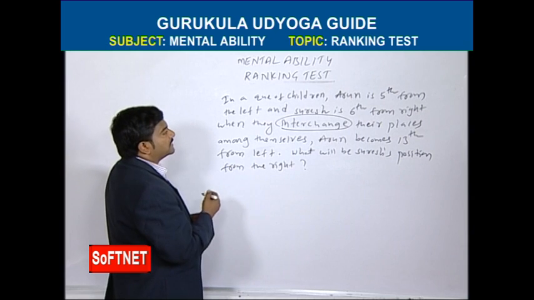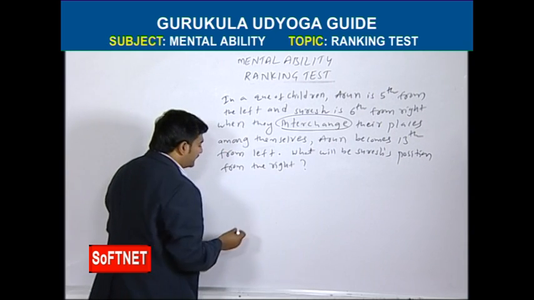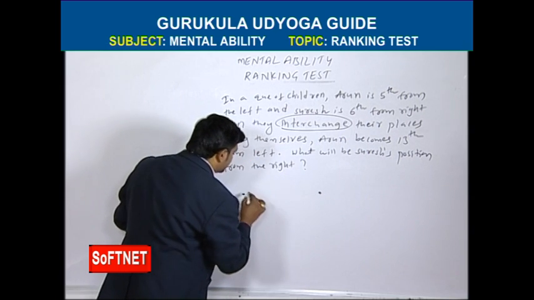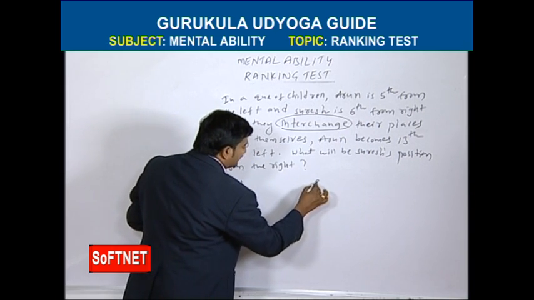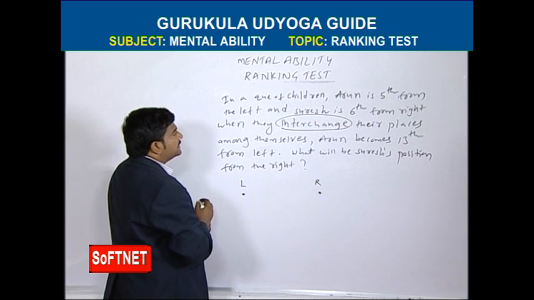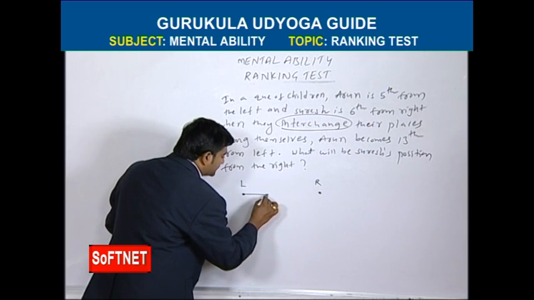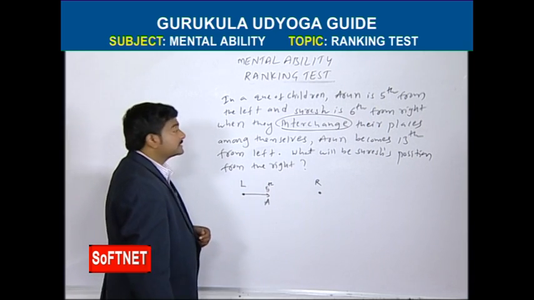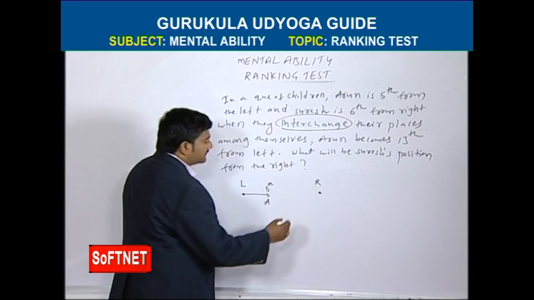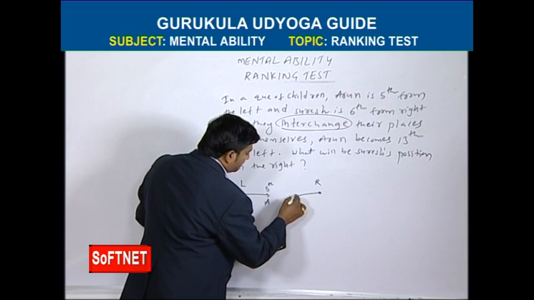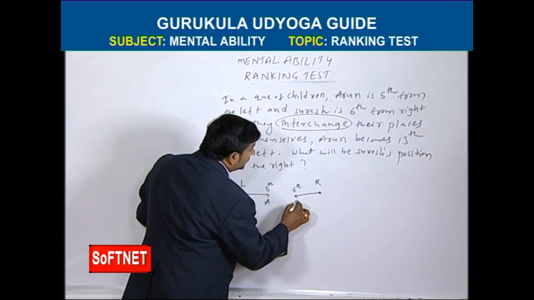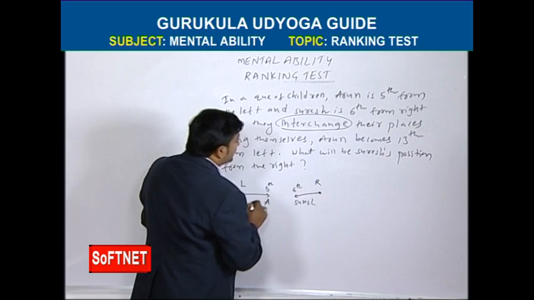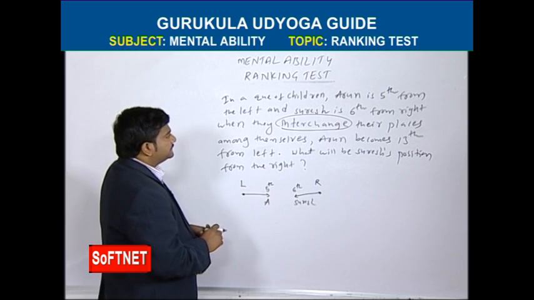In a queue of children, Arun is 5th from the left. Now we can take the left condition and right condition. So this is left and this is right. Arun is 5th from the left. For example, at this 5th position, Arun is there. And Suresh is 6th from the right. For example, this is the 6th position, and Suresh will be there. Here Suresh, and here Arun from the right.